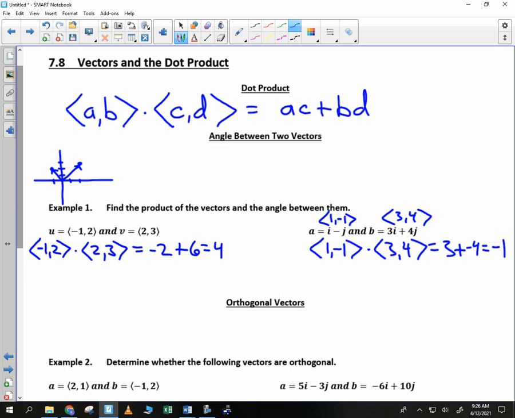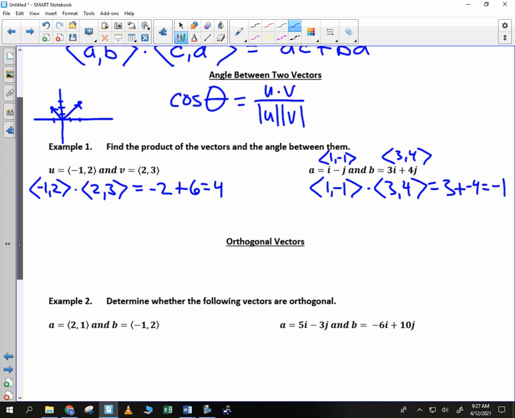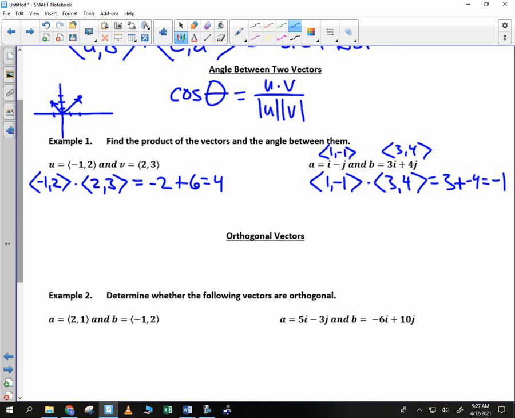The way we find an angle between two vectors is we say that the cosine of the angle is equal to the dot product, which is u times v, so we multiply those two together, but then we divide it by the magnitude of u times the magnitude of v. It says find the product of the vectors and the angle between them. True or false, we've already found the product. So when we set this up, it's really not that bad at all.